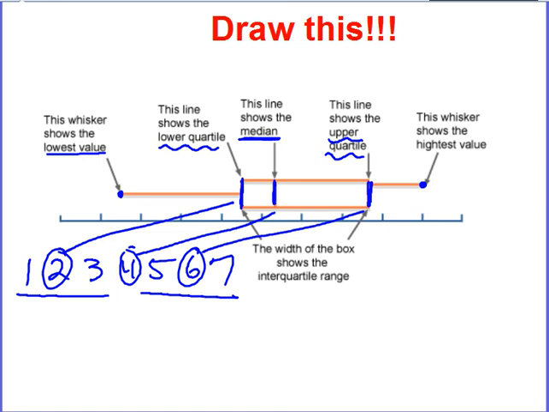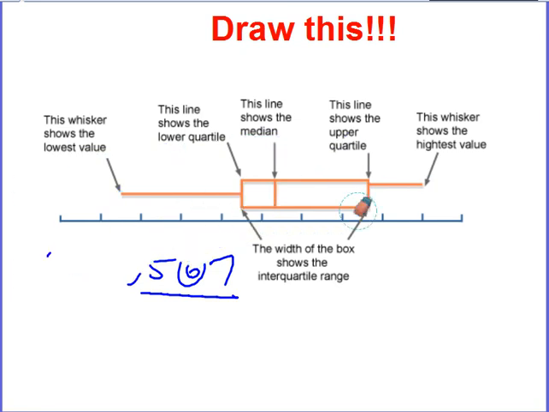Okay, then of course you have a dot out here. The line's going to extend out to that value. That represents your highest value. Okay, so it does say draw this. So if you're not done drawing it, go ahead and finish that up. Make sure that you have all this drawn.